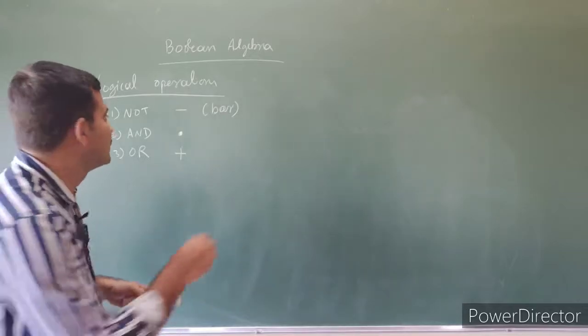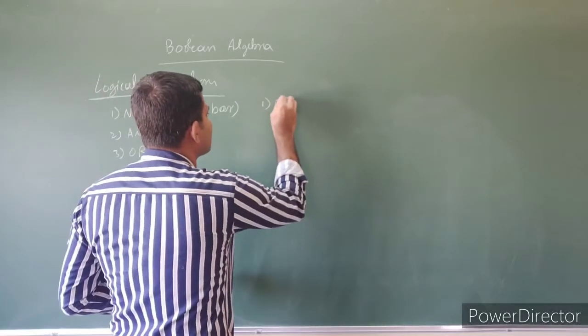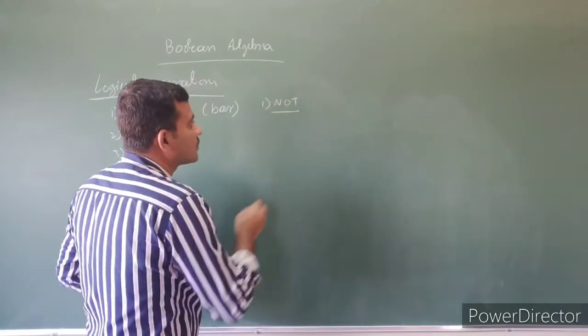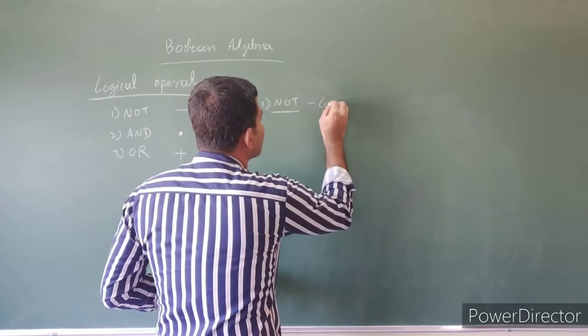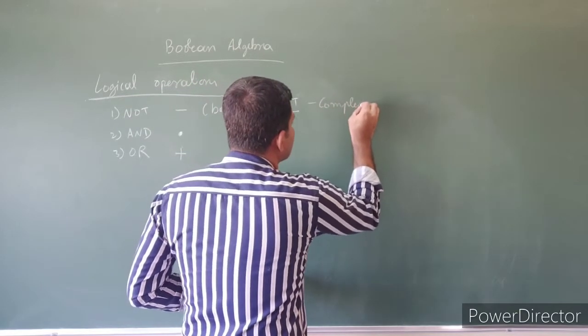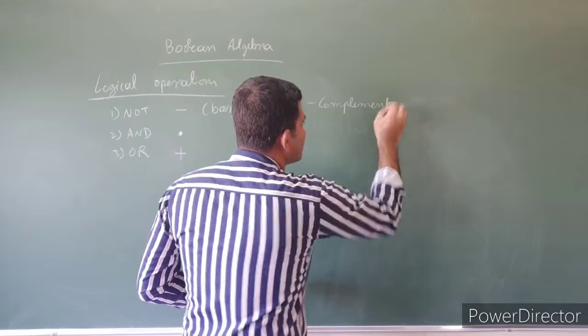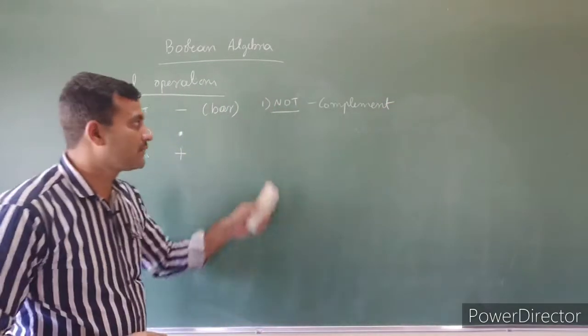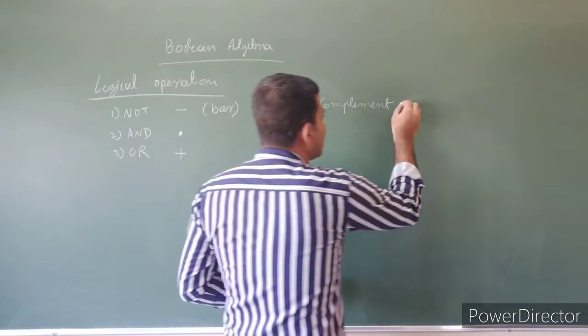Let's see the first one, not. Not is also called the complement operator. The symbol for the not operator is bar.